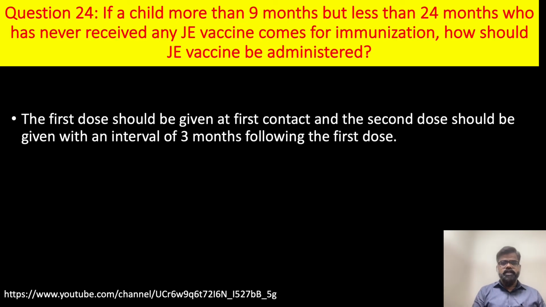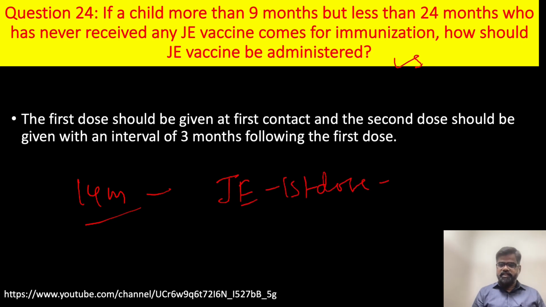If the child more than 9 months but less than 24 months who has never received any JE vaccine comes for immunization, how should JE vaccine be administered? So the child is in between 9 to 24 months. Let's take 14 months. The child comes. So what will you do? You will give JE first dose.